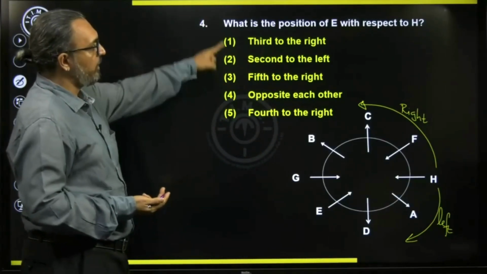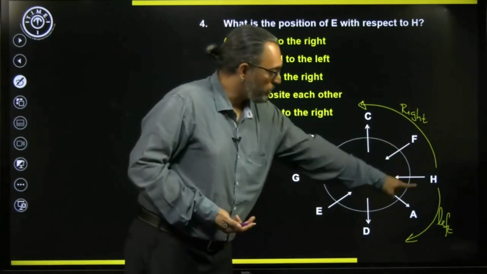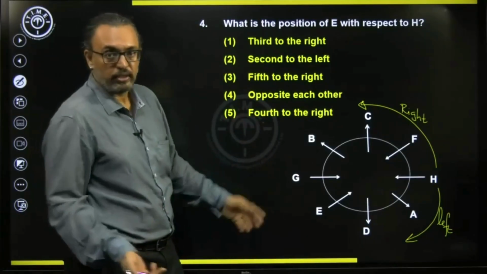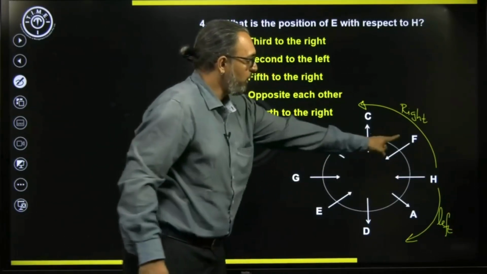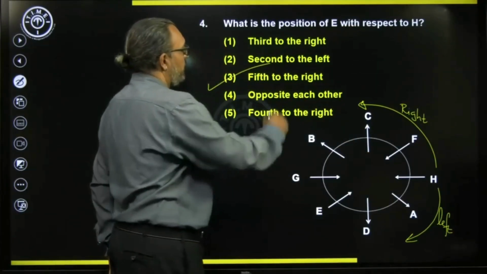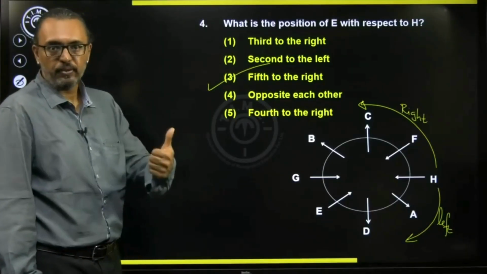See, third to the left is not given to us. So position of E from H, on the left side E is the third person. So third to the left is not there. But you do have 1, 2, 3, 4, 5. Fifth to the right. So that is definitely available in the third option. Fifth to the right. Okay.